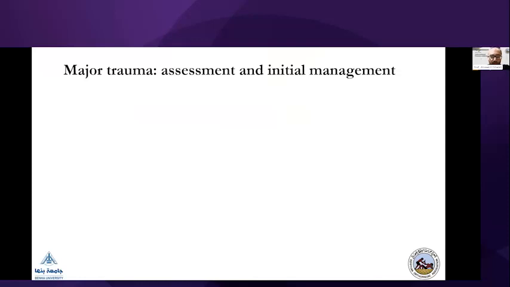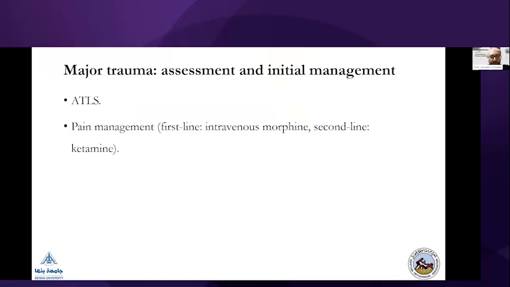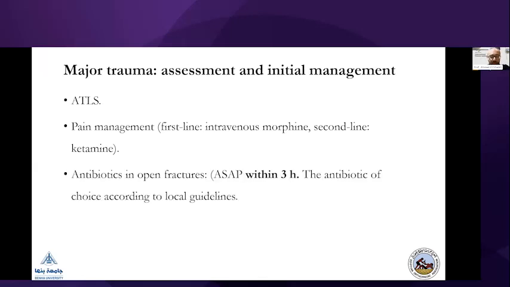So in major trauma, we always think about the patient at the beginning, then we think about the limb. So for the patient, we do the ATLS. Pain management, the first line will be intravenous morphine, second line will be ketamine. Of course, other non-steroidal anti-inflammatories can be used also. The antibiotic in open fractures is a very important thing. And in recent guidelines, this should be started even in the ambulance before the patient gets into the hospital. So it should be ASAP, as soon as possible, within 3 hours.